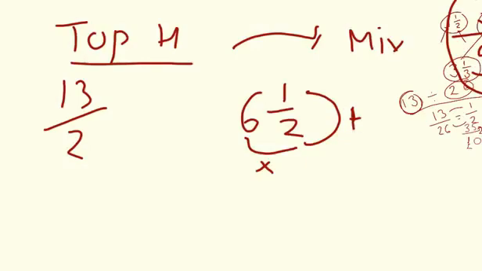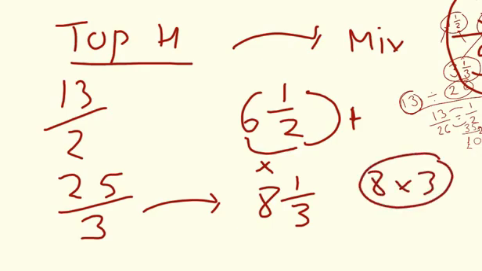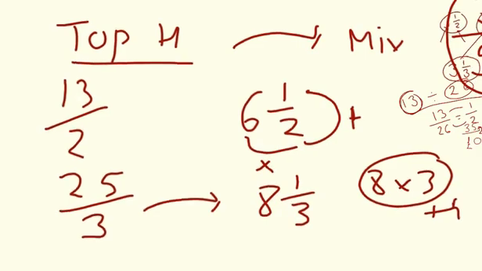Here's another one. Try this one. 25/3. Pause the video and try it. Okay. How many 3's comfortably go into 25? 8 times, with a remainder of 1/3. Does it make sense? And you can test it. You do 8 times by 3, which is 24, and then you plus the 1, which makes it 25. So that's converting top heavy to mixed. That's what you're going to get in your test.